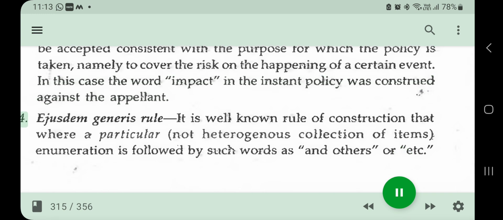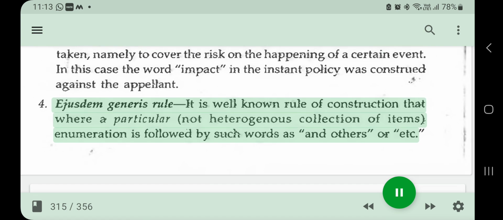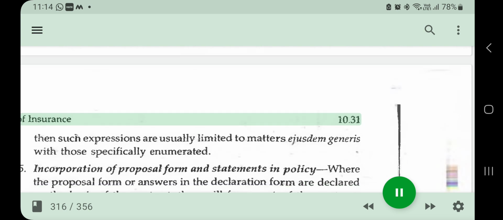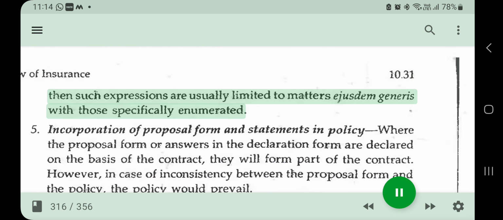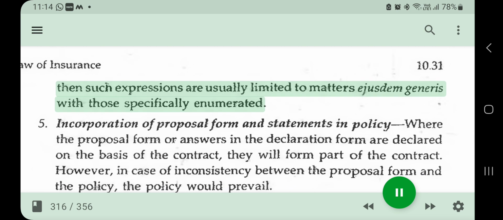4. Ejusdem generis rule. It is a well-known rule of construction that where a particular, not heterogeneous, collection of items is enumerated and followed by such words as, and others, or, etc., Law of Insurance 10.31, then such expressions are usually limited to matters ejusdem generis with those specifically enumerated.